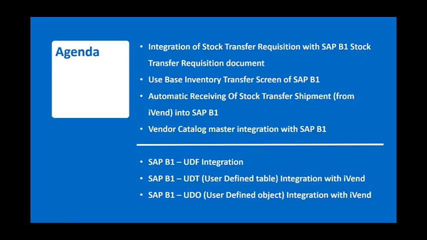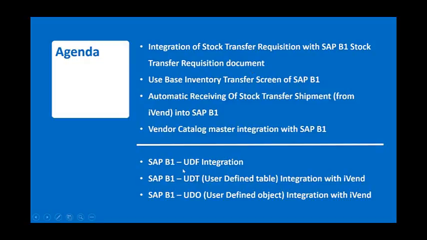So any stock movement, typically around returns, or damaged items, or items which are no longer in fashion or no longer being sold at the retail store, all those items which have to be moved from the retail store back into the warehouse, we use the stock transfer option of iVend to automatically receive it into Business One. So that's the broad agenda.